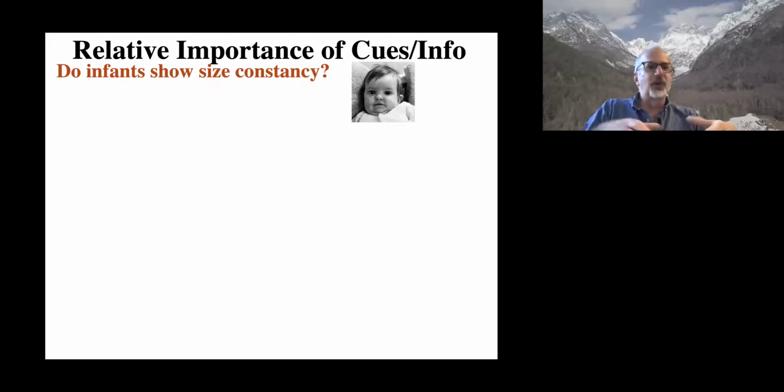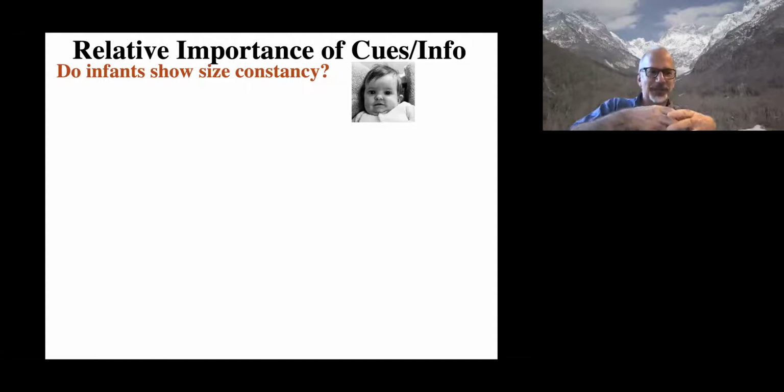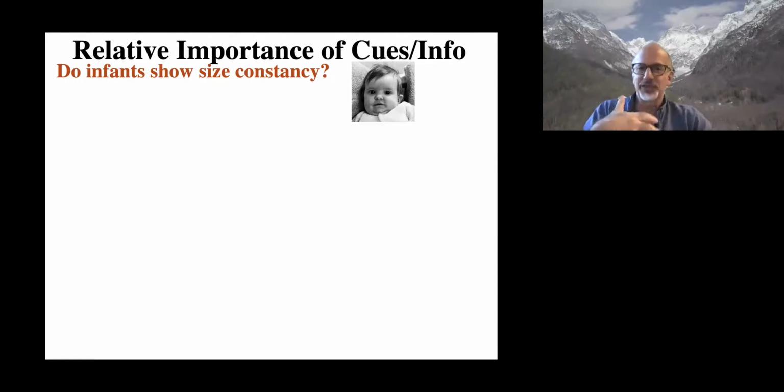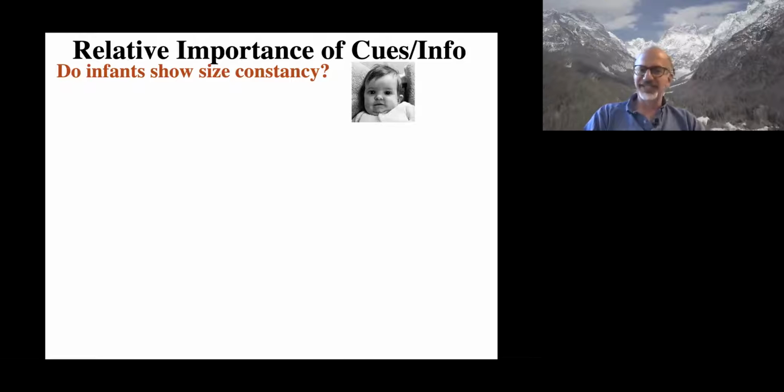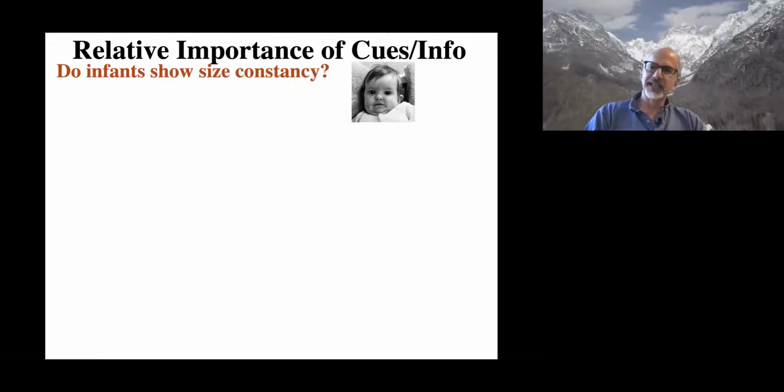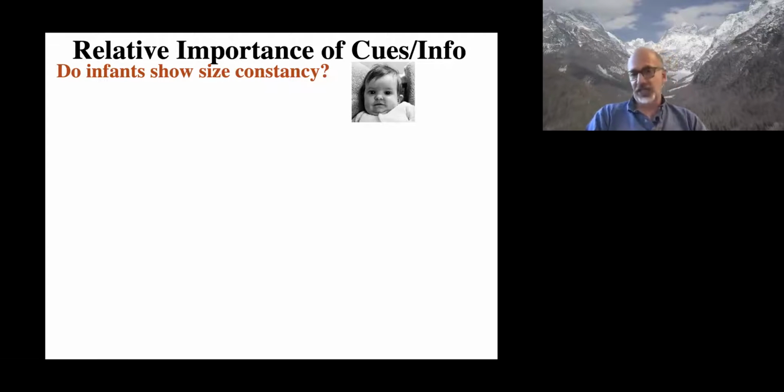It's not like somebody's blowing it up. Someone is blowing up a beach ball or something like that. The way we perceive it is as being the same size and getting closer. So we perceive a constancy in size despite the image on our eyes changing.